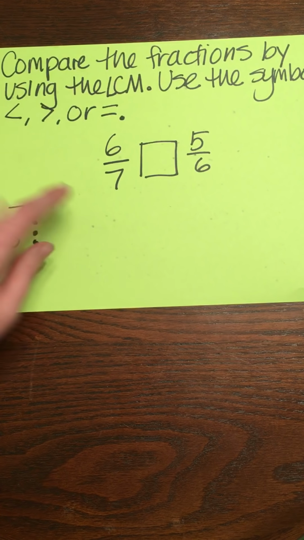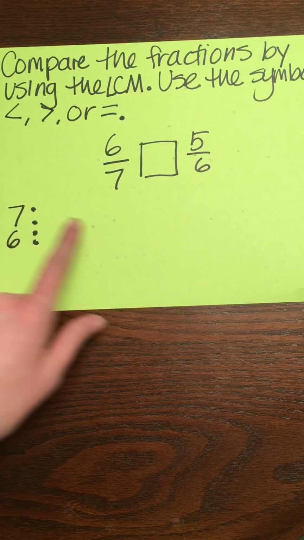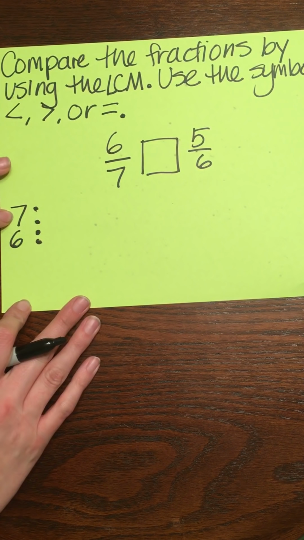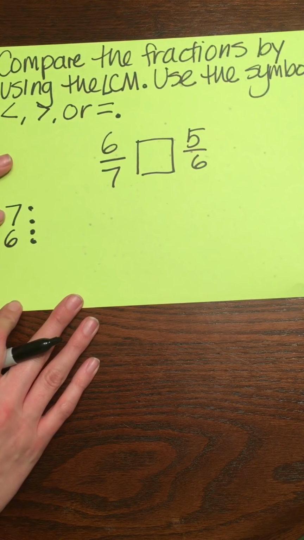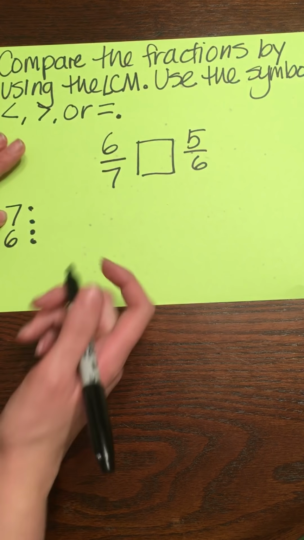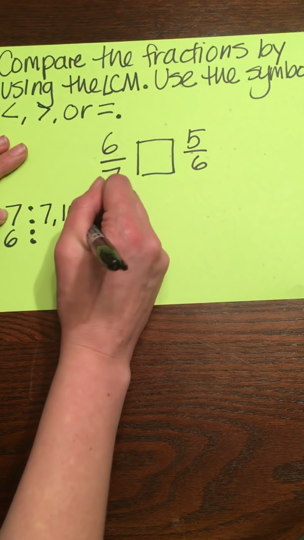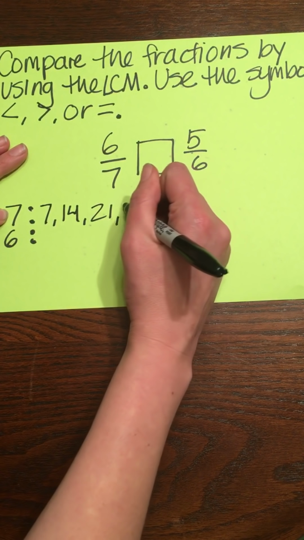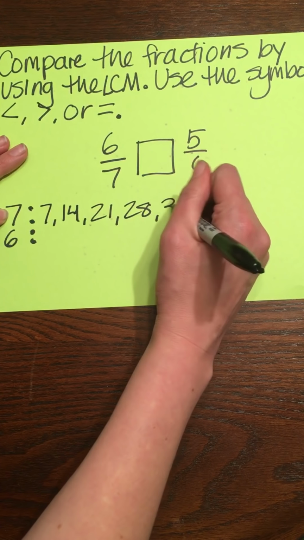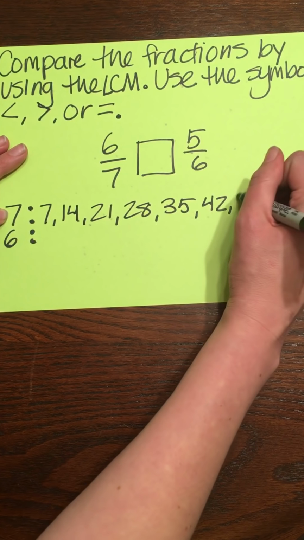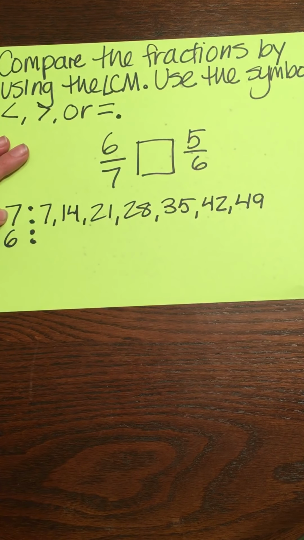All right, so what we're going to do is take our denominators and find the LCM just like we've been doing. So let's start with 7. We are going to skip count just like we did before, or whatever method helps you. So I'm going to do 7, 14, and keep going. Listing out all the multiples just for a while here. Okay, I'm going to stop there. I might have to keep going, but we'll stop there for now.